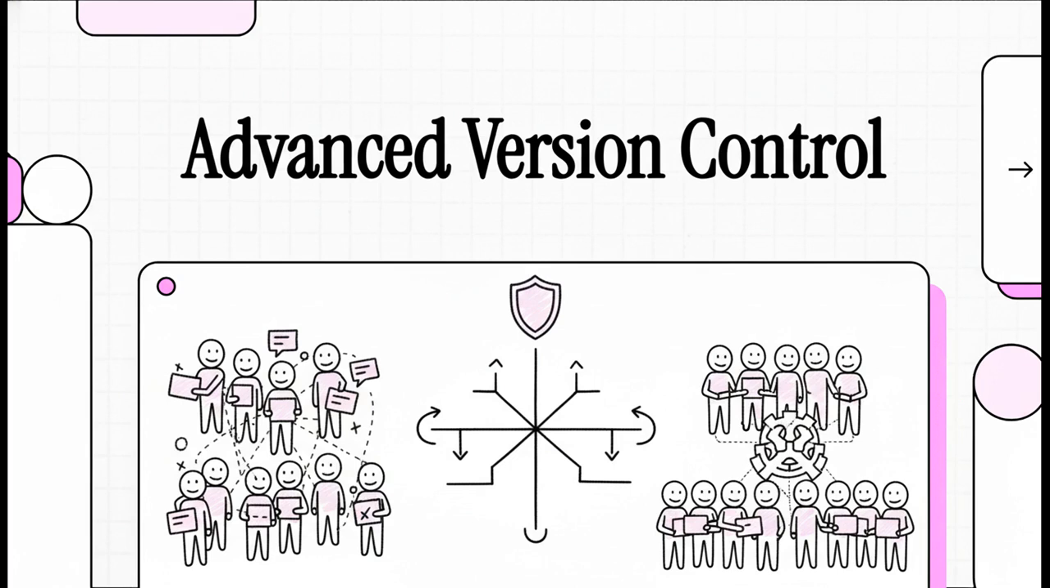The tool that's designed to bring some order to all of this is called a version control system. But just using one isn't enough. Using it effectively, especially with a big team, is both an art and a science. So let's dive into how we can really master it.